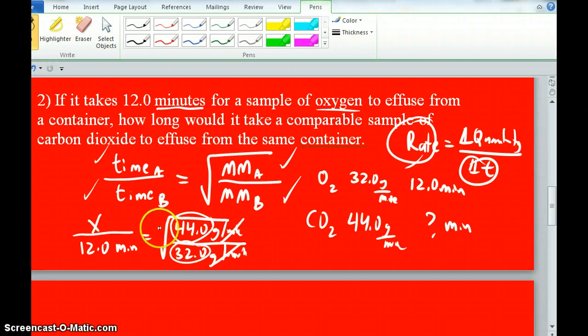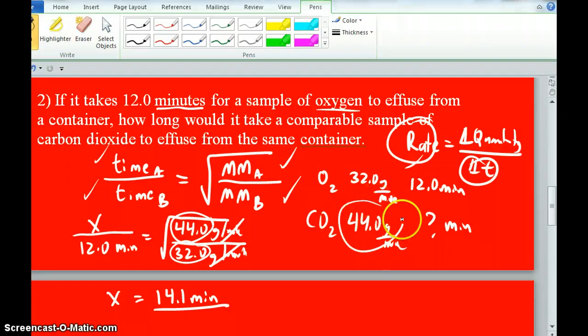So these units cancel, and to solve the problem, we divide 44 by 32. We take the square root of the quotient that we get when we make that division, and then we multiply both sides of the equation by 12. And we get the time it takes for the carbon dioxide, the bigger gas, to be a longer 14.1 minutes, which makes perfect sense because after all, it's a bigger gas at the same temperature.